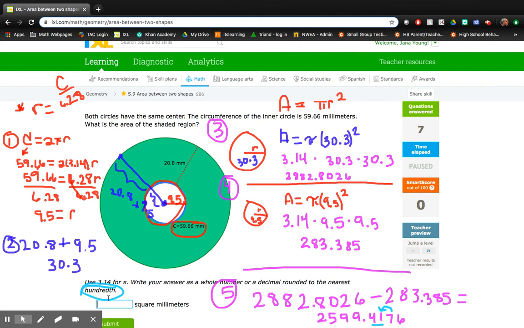And so when we type this in, we'll type 2599.4176. Okay. Oh, I'm just lying to you. See? I'm telling you, it's easy to make little mistakes in this kind of problem. Okay, so here it is. Another example of how to find the area of the shaded region when all you get is the circumference of that inner circle. Okay?